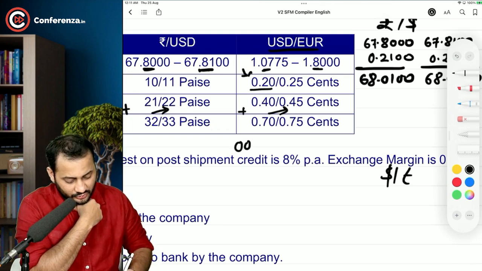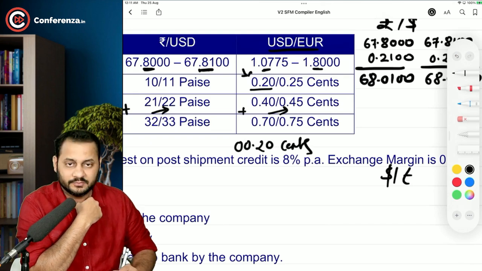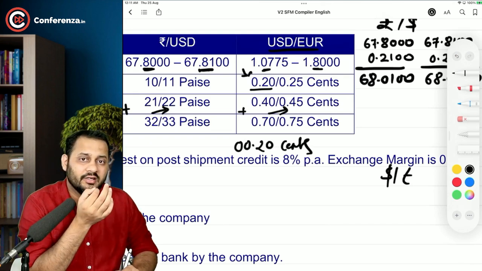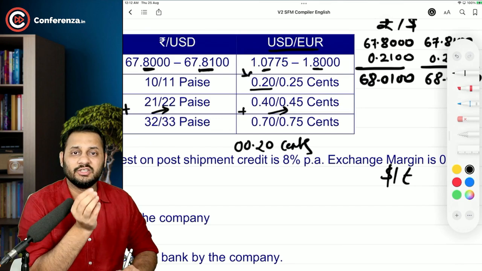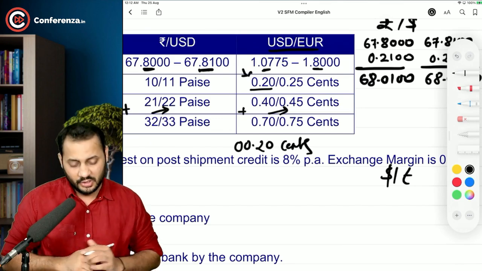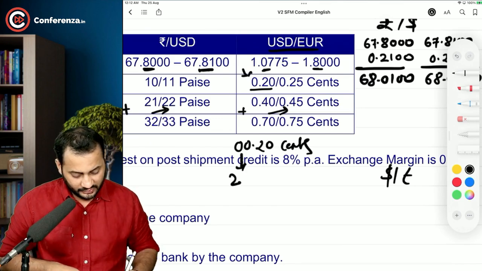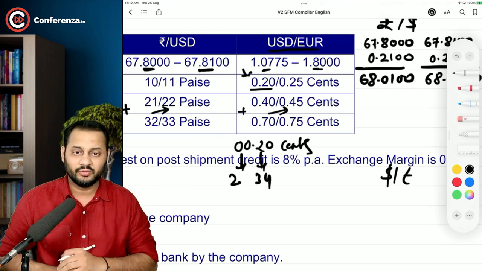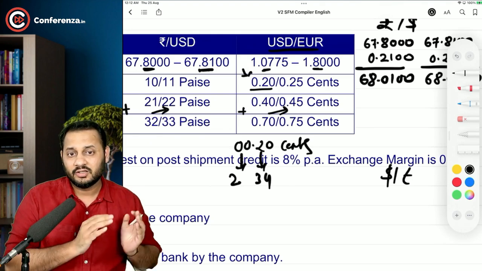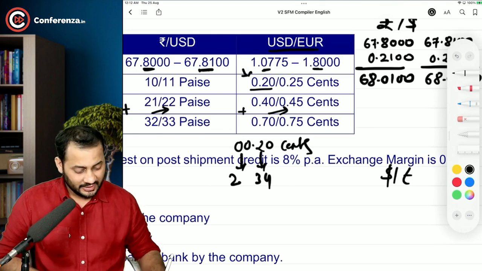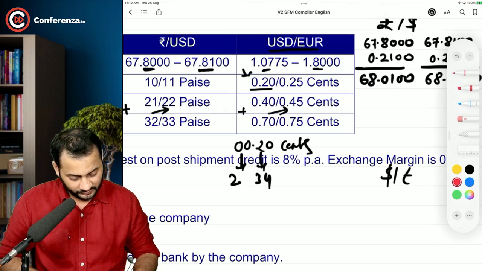0.20 means 0.20, and all these are cents. 20, we cannot call it 20 cents. It is 0.20 cents. So these two will be for the first two digits and these two will be the third and the fourth. What I want to say is the cents will be applied from the last, on the last two digits. Here.